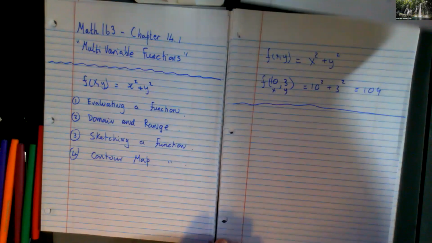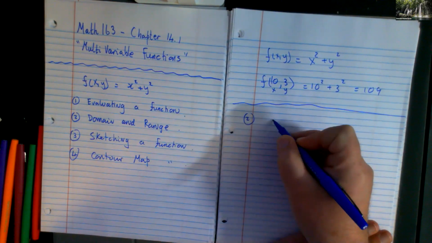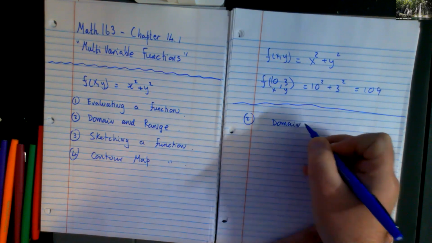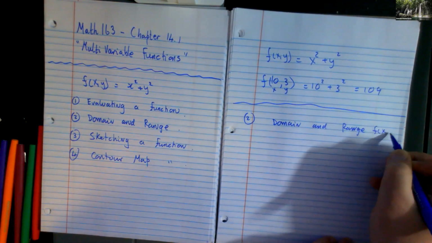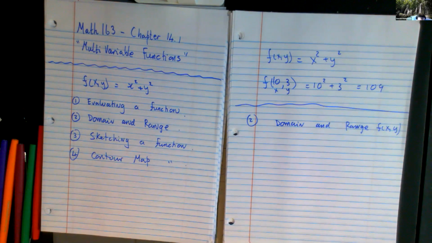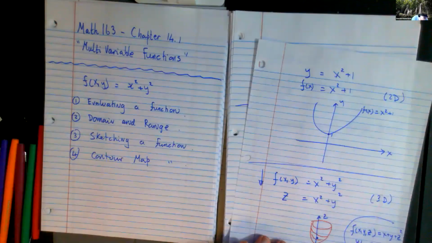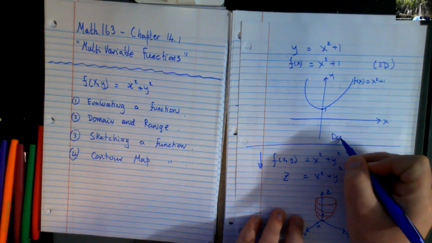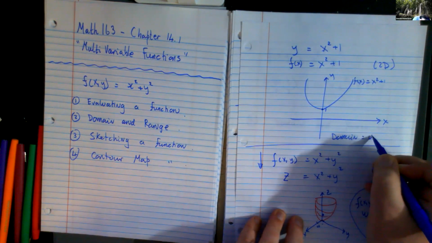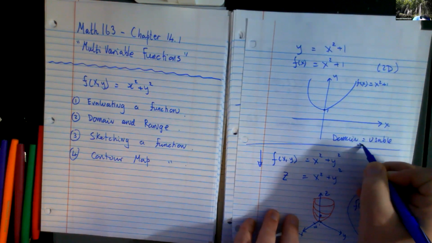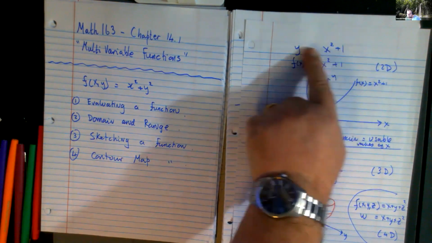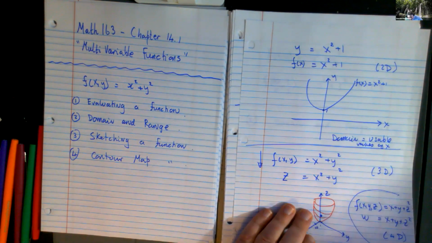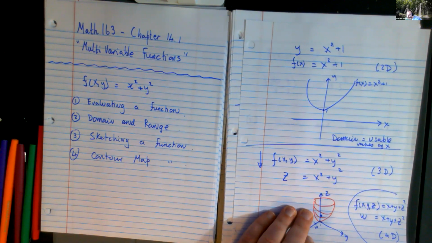Now, what's the next thing? Well, let's look at domain and range of a function. Now, in Calc 1, isn't the domain, in English, usable values of X? In other words, the domain is what are the values of X you can use this formula with, right? And sometimes it's all real numbers, but other times it might be X has to be greater than or equal to 0.